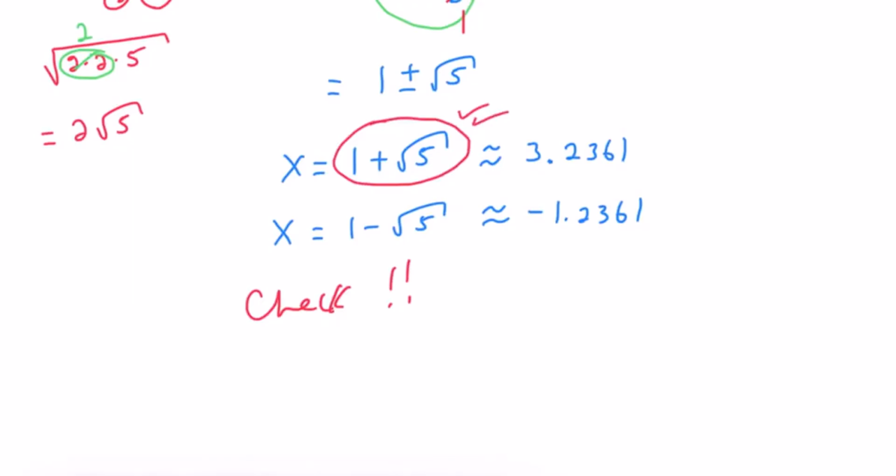Now let's check 1 minus the square root of 5, which is negative 1.2361.